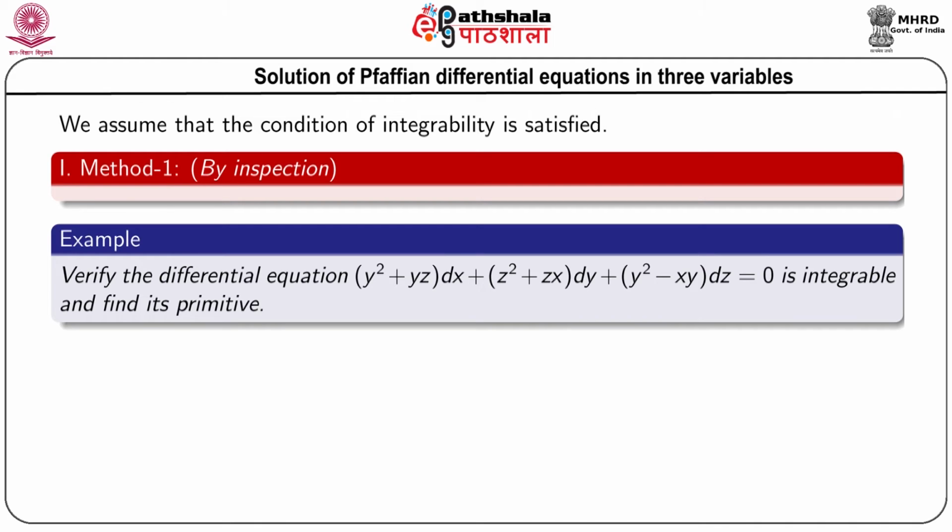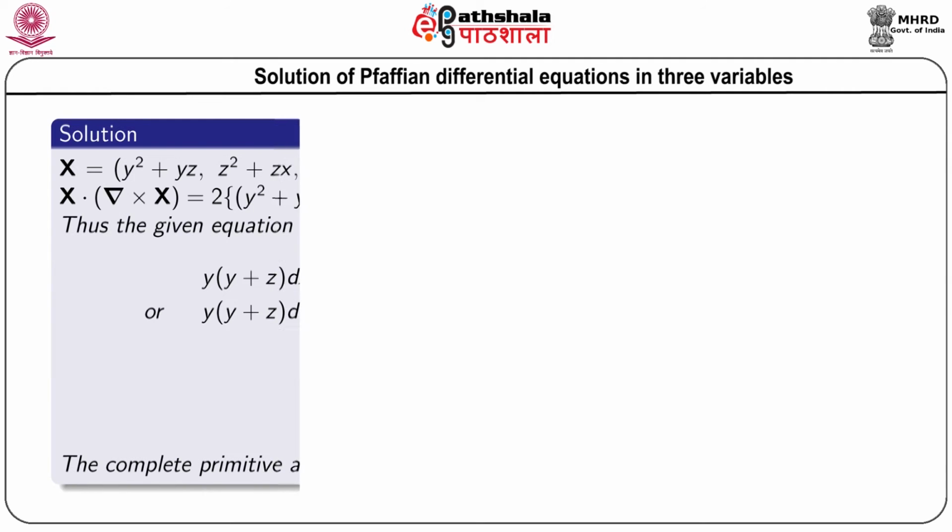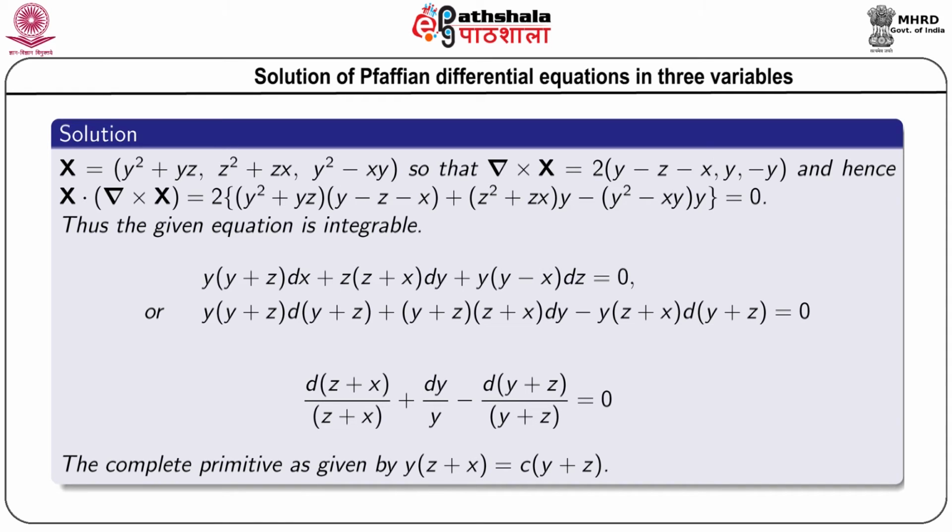So, let us take one example. In this example we need to solve the equation which is given here. First of all, we check the integrability condition of this equation. The capital X vector is y square plus yz, z square plus zx, y square minus xy. So, curl of X is this. X dot curl X becomes 0. Therefore, the given equation is integrable.